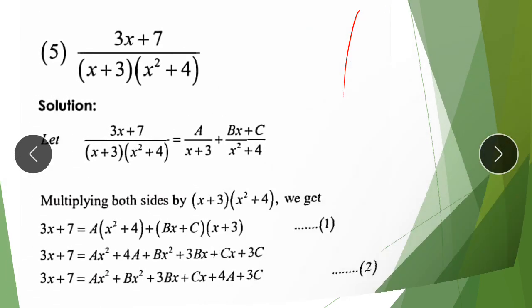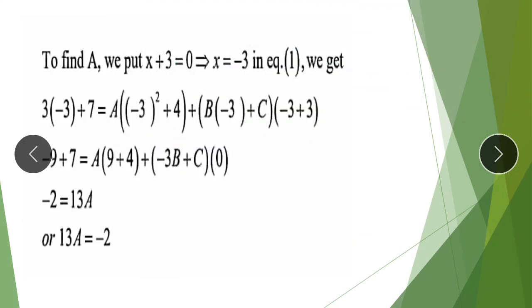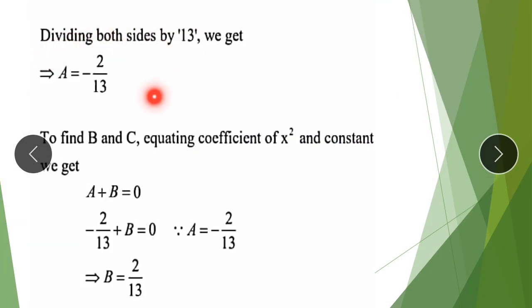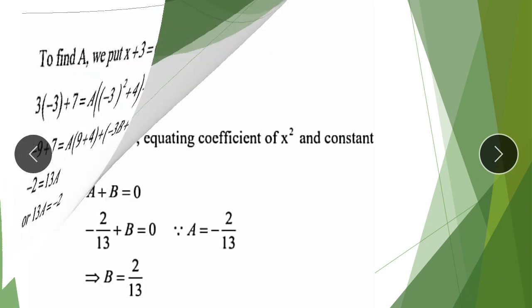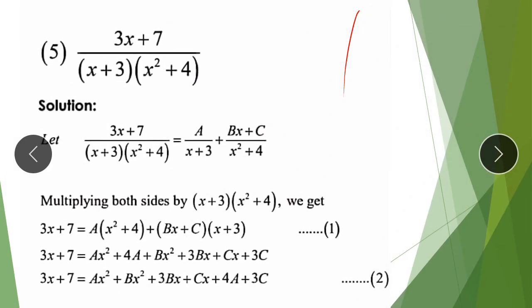Now we can see again that we can put the value of x is equal to -3, and then we will get the value of a, and b and c can be found out by equating the coefficients here. So when we put the value, this whole expression will get 0, 9 plus 4 is 13, and the value of a will be -2 upon 13 here. Now to find b and c, we have to equate the coefficient of x square and constant here. Let's see how many equations can be made by equating the coefficients.